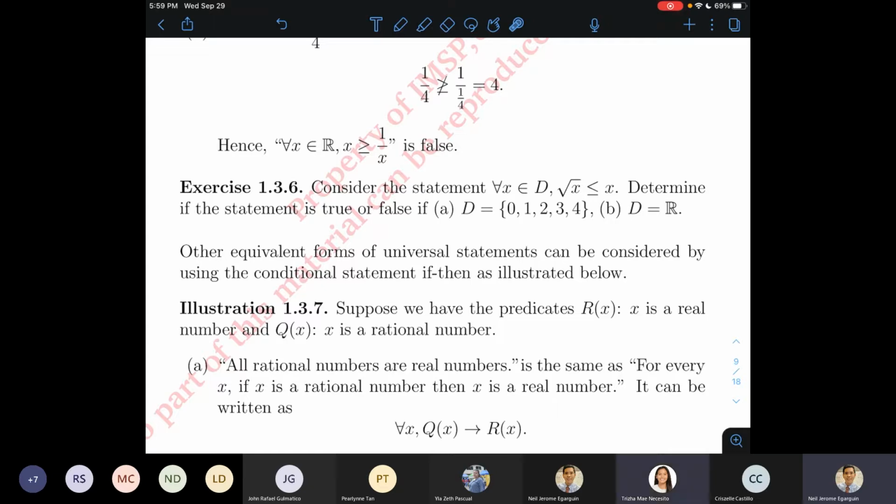So yung ginamit na rin pong value ng x sa last example, yung x equals 1/4 po. Kapag in-square root yung 1/4, magiging 1/2. So magiging 1/2 less than or equal to 1/4, which is false. Okay, great. Thank you, Trisha.